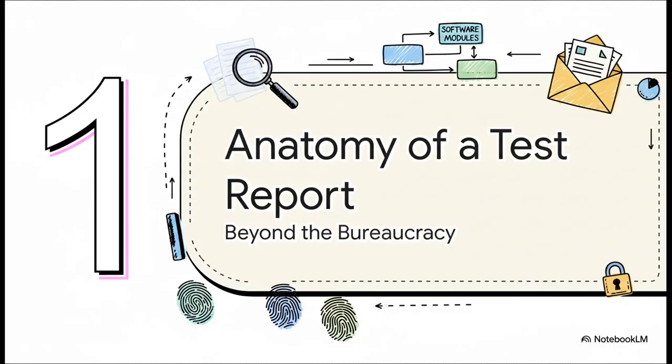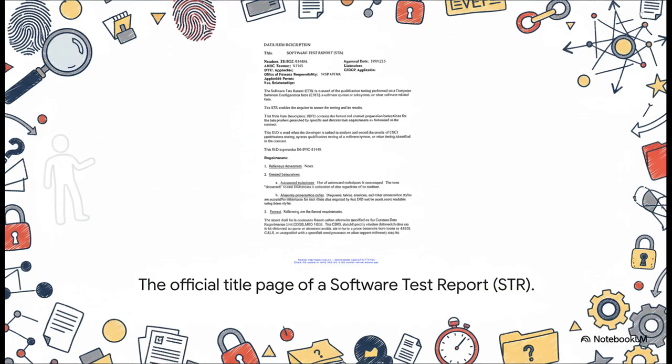First things first, we need to get a handle on what this document actually is and what it's trying to do. And this is it, the cover page of a software test report, or STR. It looks super official, a little complex, probably full of jargon, right? But this thing right here, it's the final chapter in a really long story of development and testing. The real question is, what story is it telling?